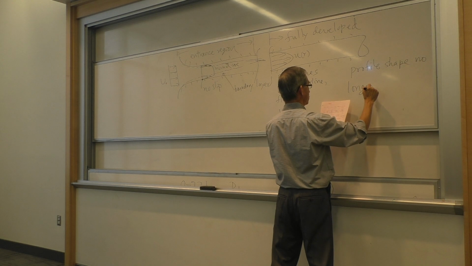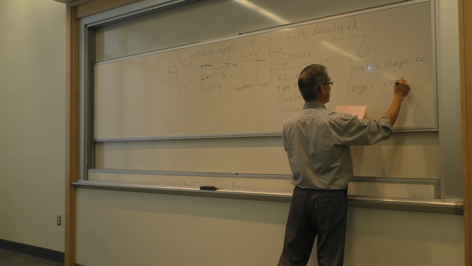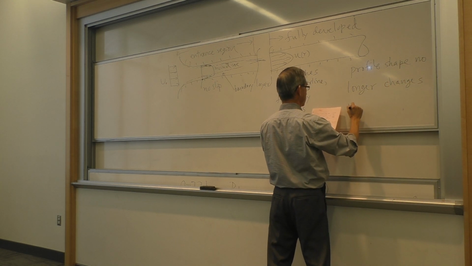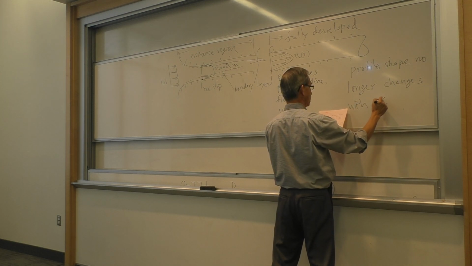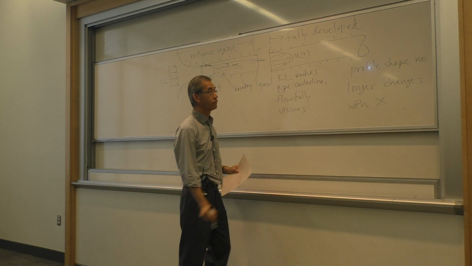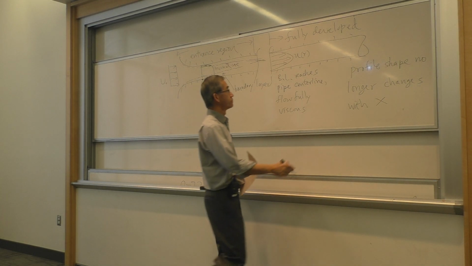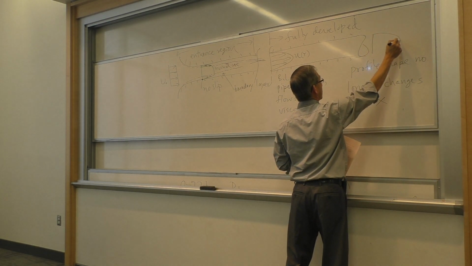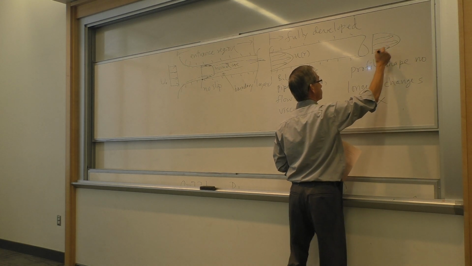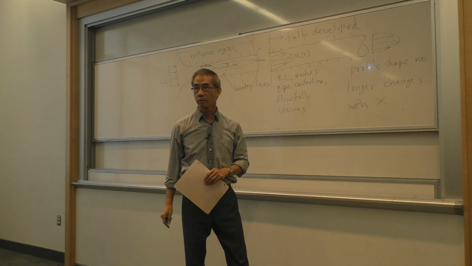And it doesn't change anymore in the direction of distance. In other words, if I cut the pipe 10 miles downstream, the velocity profile will look exactly the same. We'll call it fully developed.